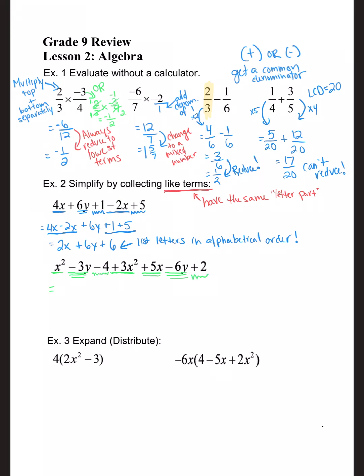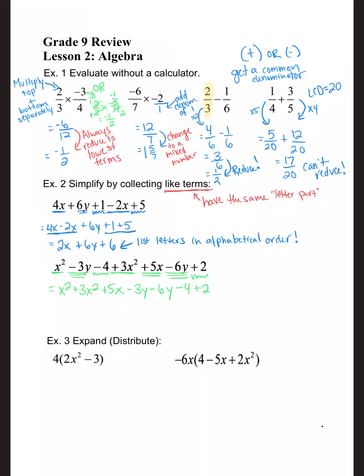So I'm going to put my x squared first and then my x's. So we have a positive x squared plus 3x squared. And then my x's, I have just a positive 5x. And then from there we have our y. So we have a minus 3y, and we have a minus 6y. And then we have those constants to tack on. So we have a minus 4 and a plus 2.